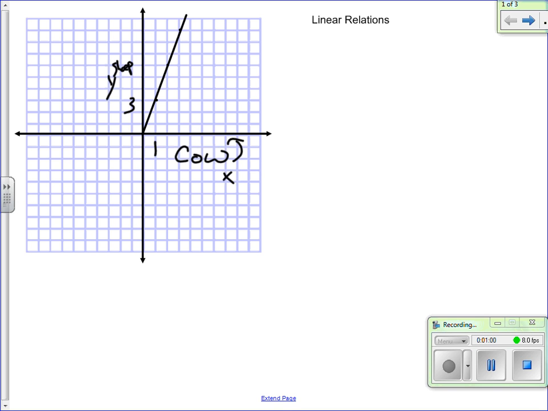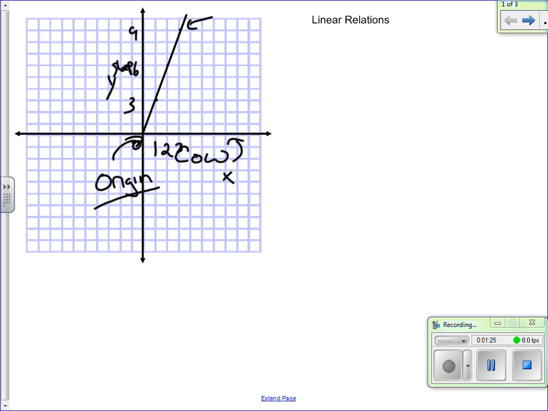Now, if I sold 2 cows, the value would be 6. And if I sold 3 cows, the value would be 9. When we plot that, we get a straight line. And not only do we get a straight line, we get a straight line moving through this point right here. And this point right here is called the origin.